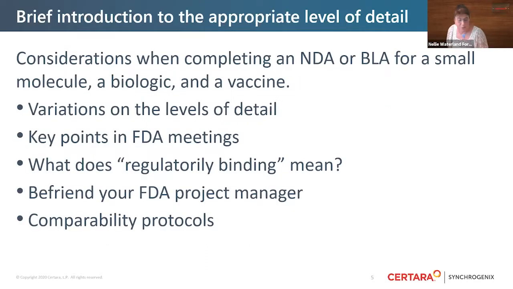During this presentation, we'll look at some considerations to make when completing an NDA or BLA for a small molecule, biologic, and vaccine. Variations on the level of detail discussed will be dependent on your actual application. Key points to always include, no matter which type of application you're going to file, are items pointed out by or discussed with the FDA in your pre-NDA, pre-IND, and your CMC meetings with the regulatory agency.